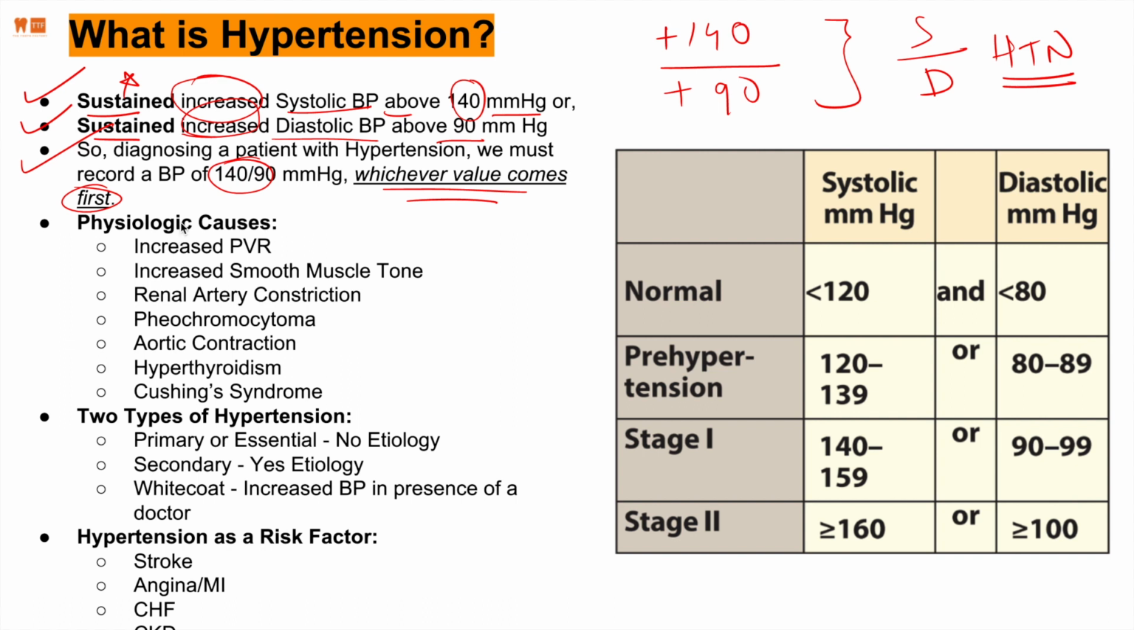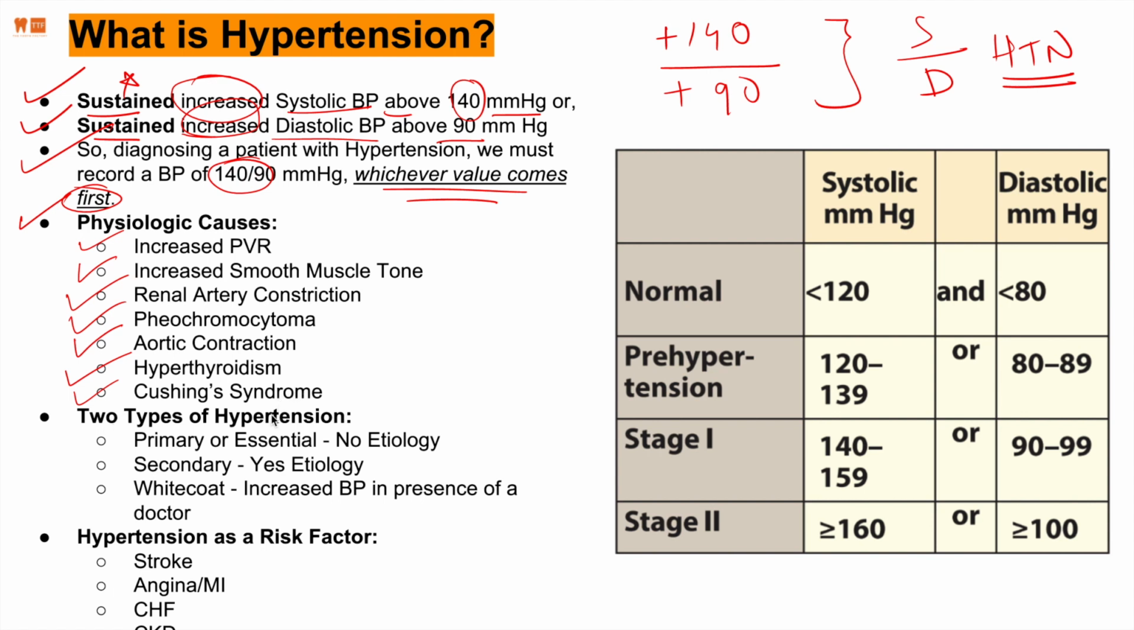What are the different causes of hypertension? Physiologic causes are increase in peripheral vascular resistance, increase in smooth muscle tone, renal artery constriction, pheochromocytoma, that's a tumor of the adrenal medulla, aortic contraction, hyperthyroidism, and Cushing's syndrome as a worst consequence of that.